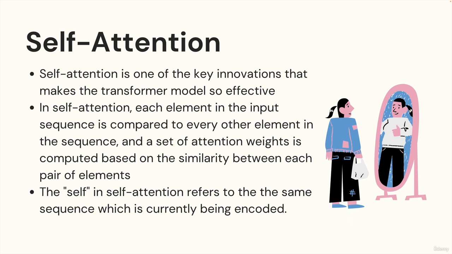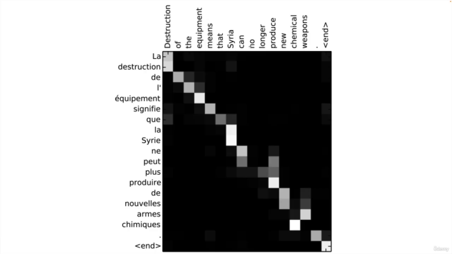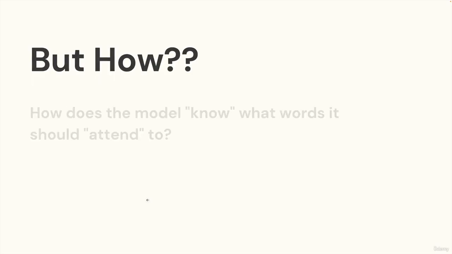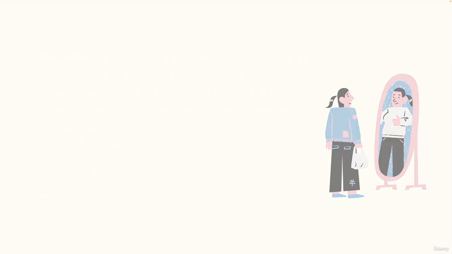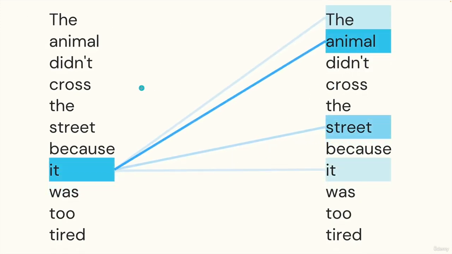Self-attention is a special form of attention where each element in the input sequence is compared to every other element in that input sequence, and a set of attention weights are computed based on the similarity between each pair of elements. So the self here in self-attention refers to the input sequence, which is currently being encoded, each piece of it. So in this diagram that we saw earlier, we're talking about the input sequence up top and then the output sequence, the resulting translated sequence on the left in French. With self-attention, it's more about attention and focus within each input sequence.